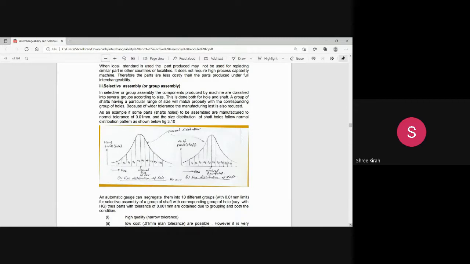Okay, anyone else? Today I have not asked any questions to Rahul Rajiv. Rahul, can you just differentiate? Selective assembly is a group assembly, but we have discussed the module on interchangeability. In interchangeability, what will be the factor? My question is, do we have a group in interchangeability?